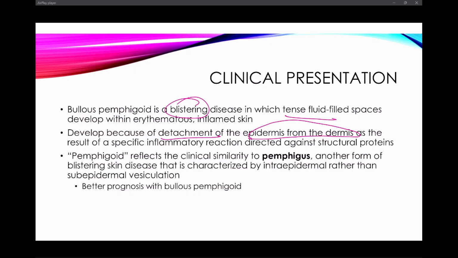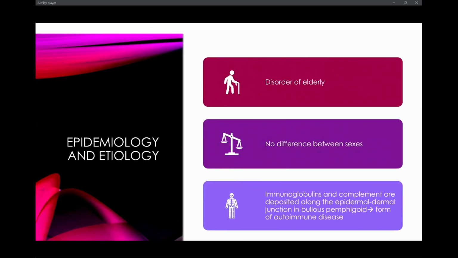So again, pemphigoid reflects the clinical similarity to pemphigus, another form of this blistering disease, but the pemphigus is a worse form of it. So again, better prognosis with the pemphigoid version than the pemphigus. So epidemiology, etiology: disorder of the elderly. What ages are we talking about? 60, 70 and up.